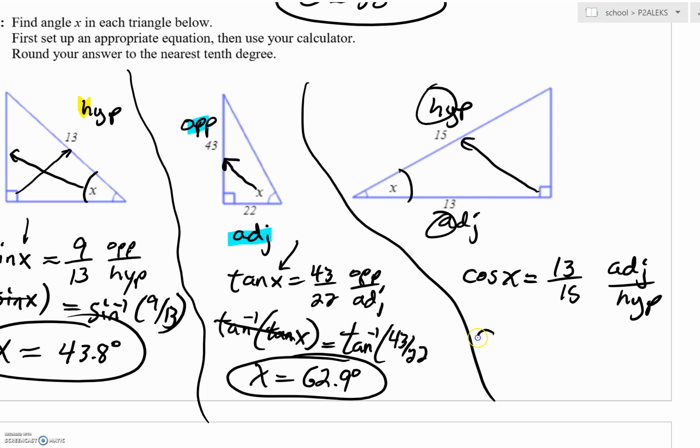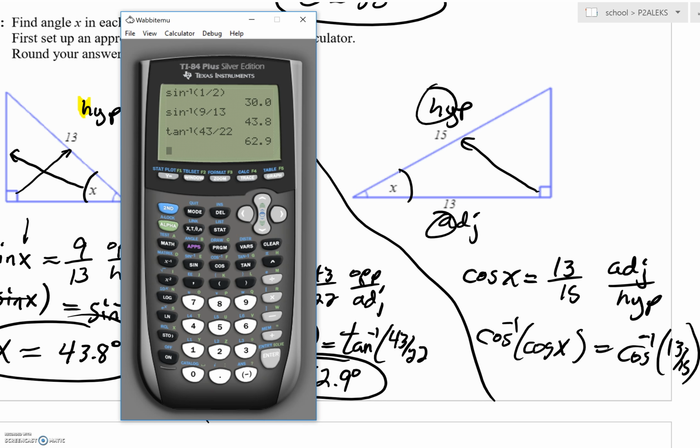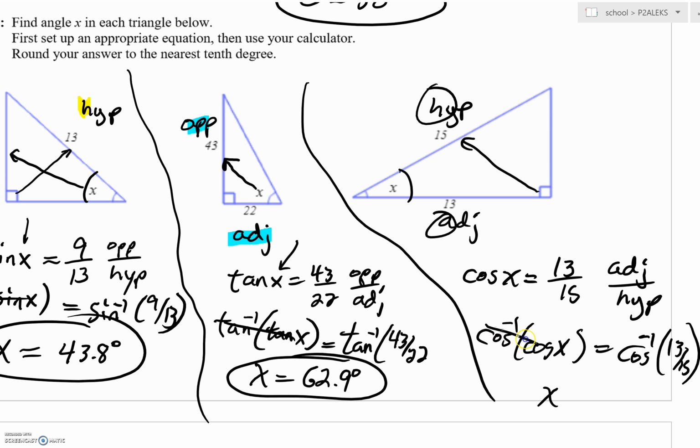Guess what? We're going to take inverse cosine of both sides to finish this. And guys, as we do that, we're going to just be done right here once we type that into the machine, right? So we go second cosine, 13 over 15, and you know, these cancel out, and you've got 29.9 degrees. Okay? Any questions?